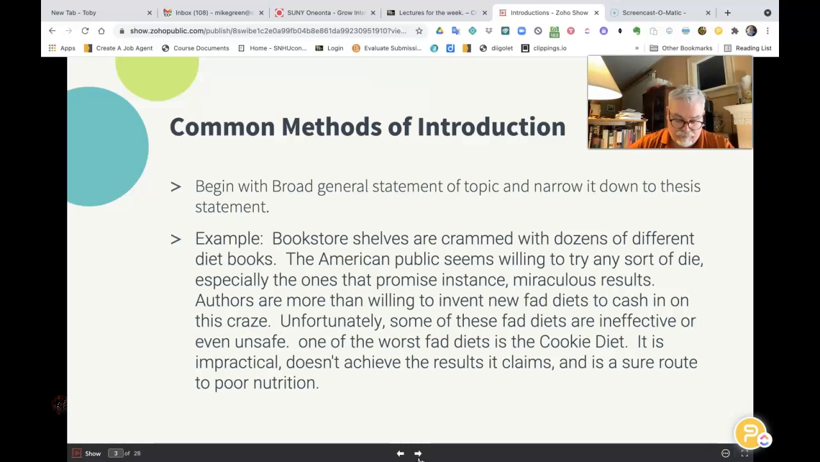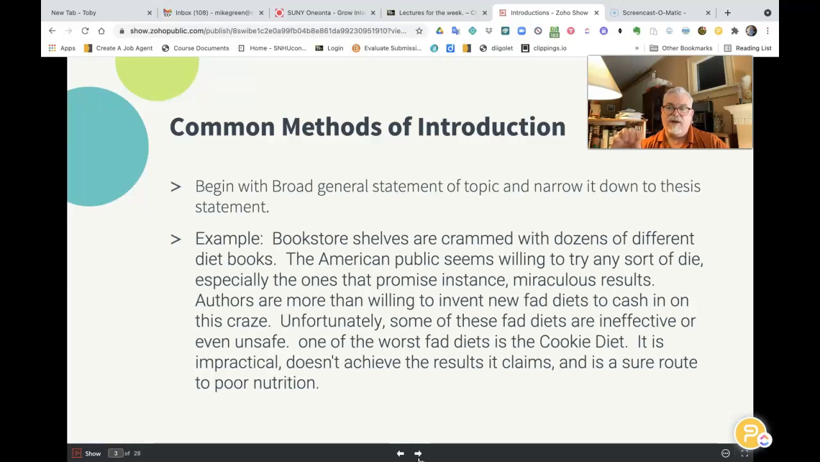Bookstore shelves are crammed with dozens of different diet books. The American public seems willing to try any sort of diet, especially ones that promise instant miraculous results. Authors are more than willing to invent new fad diets to cash in on this craze. Unfortunately, some of these fad diets are ineffective or unsafe. And one of the worst fad diets is the cookie diet. It is impractical, doesn't achieve the results it claims, and is a sure route to poor nutrition. The thesis statement here is the last sentence.